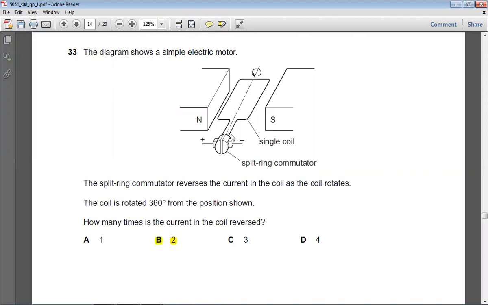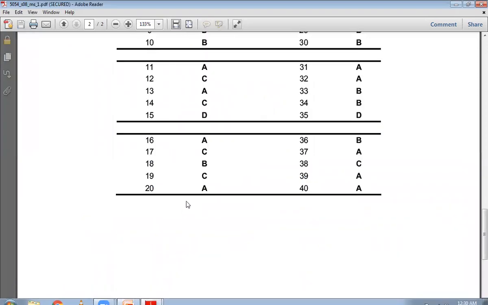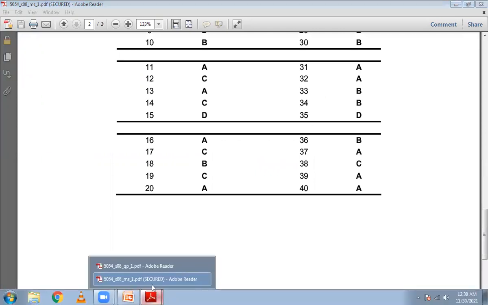And this is the split ring commutator. So when it's rotating, the direction of the current will be changed 2 times. Question number 33, B is the right option. Question number 33, let's check. Yeah, B is the right option, sir.